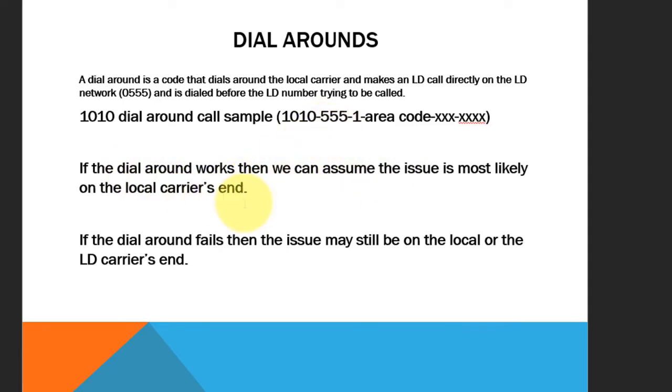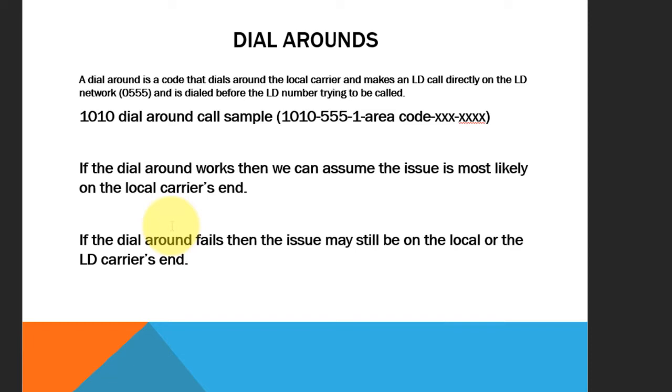However, if the dial around fails, then the issue may still be on the local or the long distance carrier's end. So the dial around only gives us extra information when it works. If it doesn't work, it doesn't work, and there's not really any other information that we can assume from, right? But if the dial around is working, we can assume the issue is going to be on the local's end, and that's where we'll push. We'll push more on the local carrier's end.